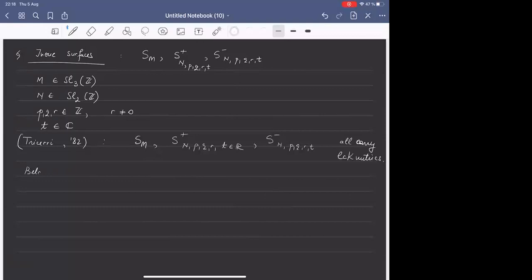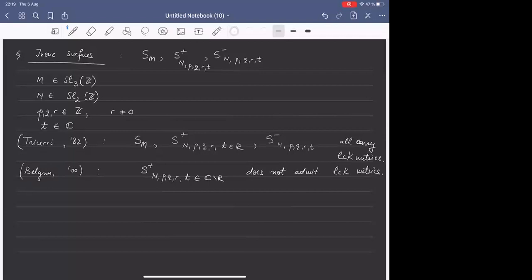And for the final class, Karim Oeljeklaus, proved that S plus with purely complex parameter, in the sense that T is not real, does not admit, cannot be endowed with an LCK metric. Okay, in order to understand their methods, we need to know who these surfaces are.